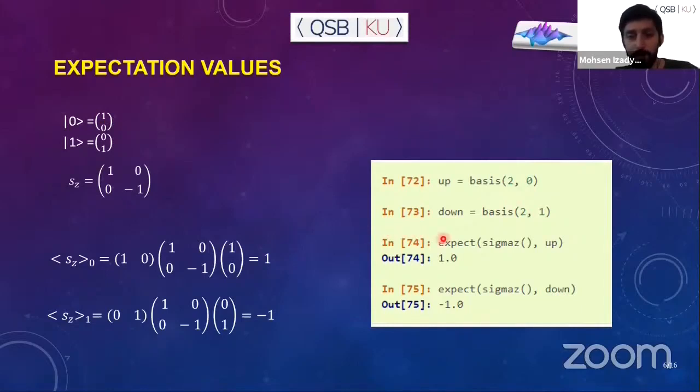Finding the expectation value is very easy. You just need to write expect, and write your operator. Here I just want to use SZ, which is sigma Z, and after that the state for which we want to find the expectation value. Because I introduced up as this state, I just write this and find the result. You can see that it's equal to 1. For the second state, it is the same thing, and it will be -1. So you just need to write expect, write the operator, and the state for which you want to find the expectation values.